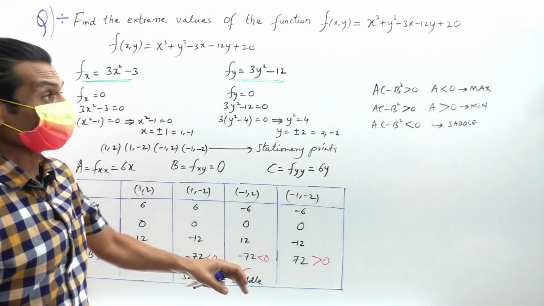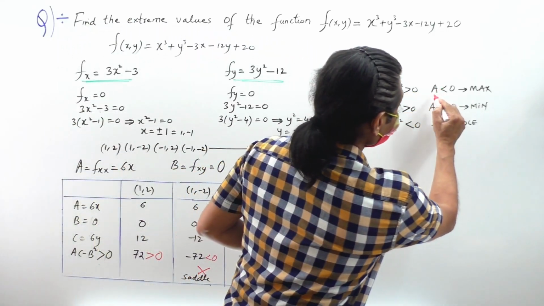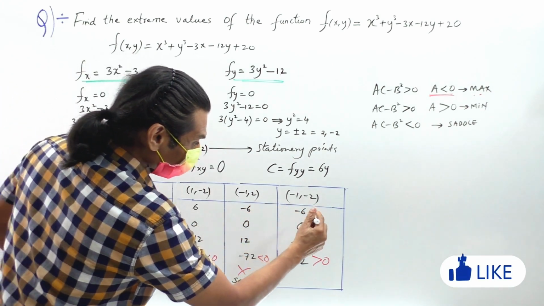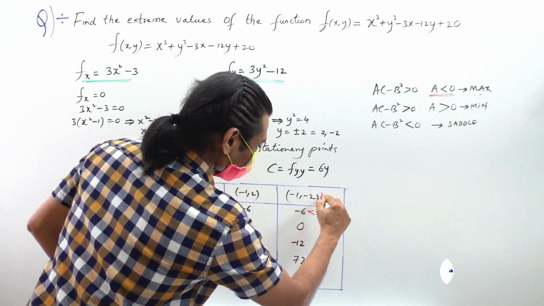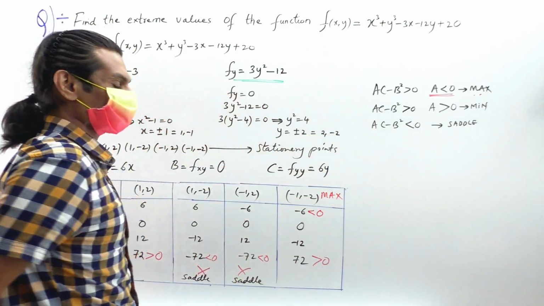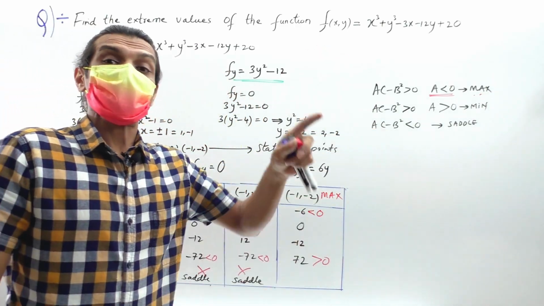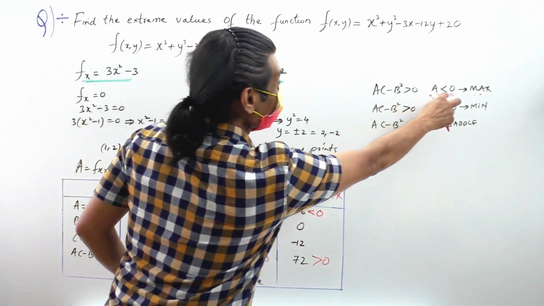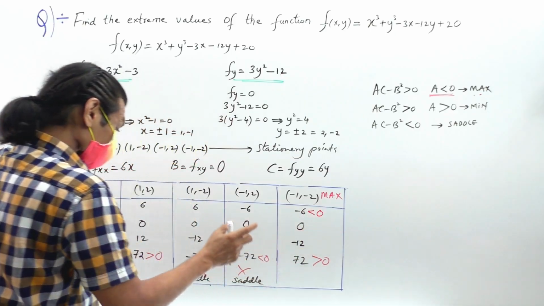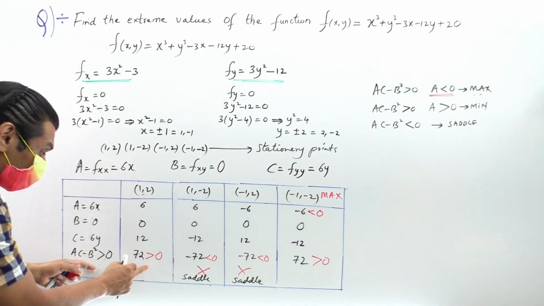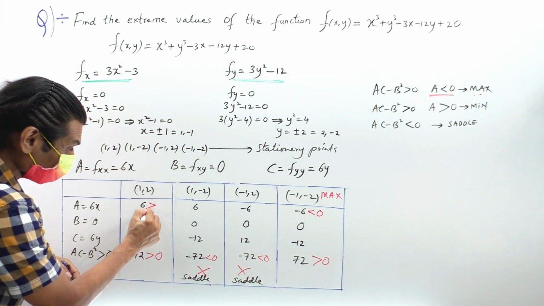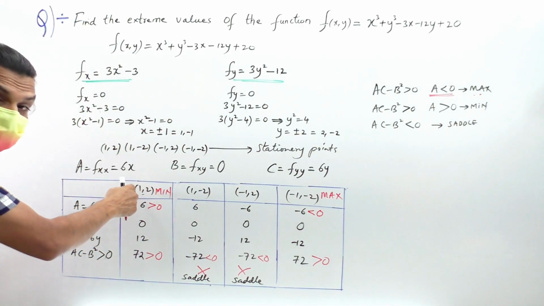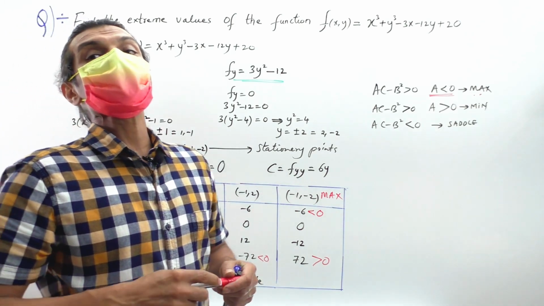See. And if A is lesser than 0, that point is what point? Maximum. See here, A is lesser than 0. So, this is what point? Maximum. For this point, the function will have a maximum value. Why? Because AC minus B square is greater than 0 and A is lesser than 0. And here AC minus B square is greater than 0 and 6 is also greater than 0. So, this point is which point? Minimum point. So, this is the point 1, 2 for which the function will have the minimum value.